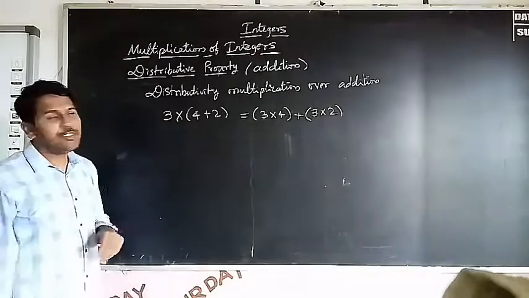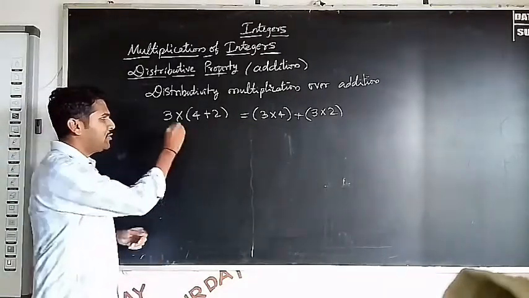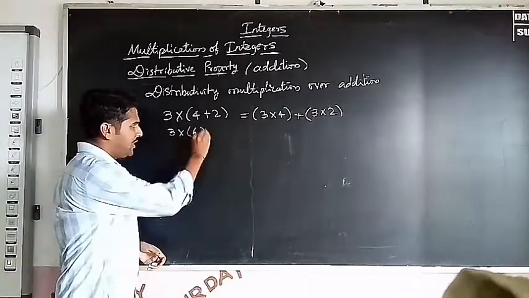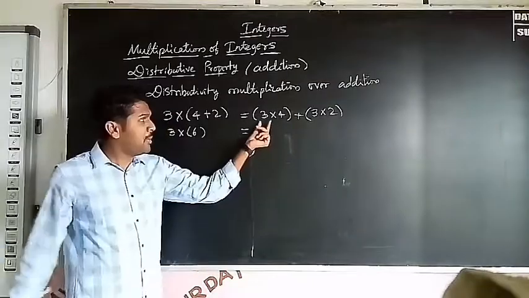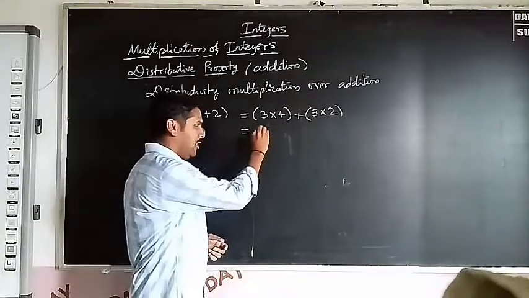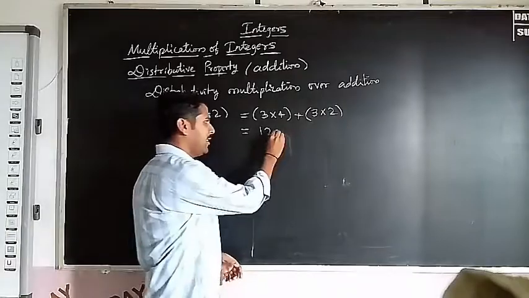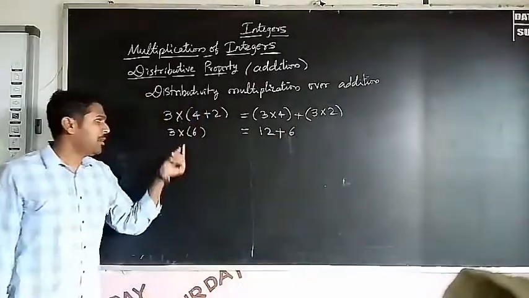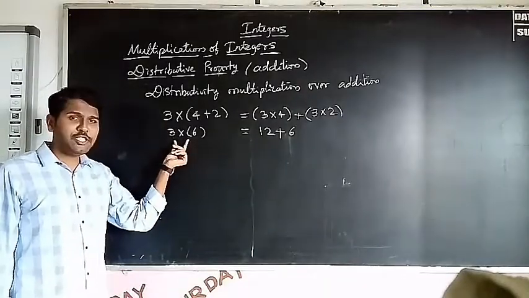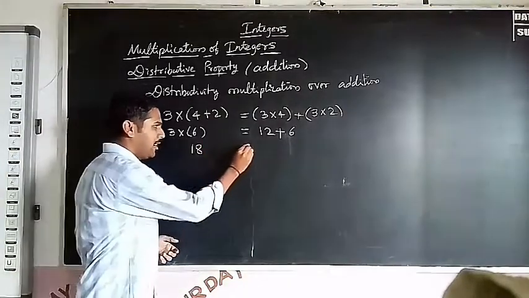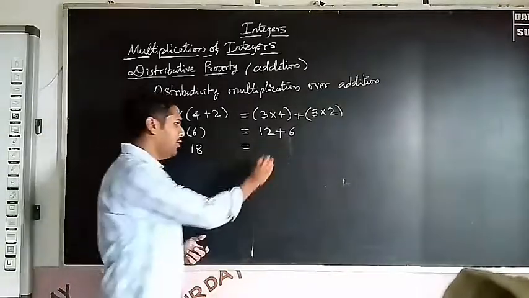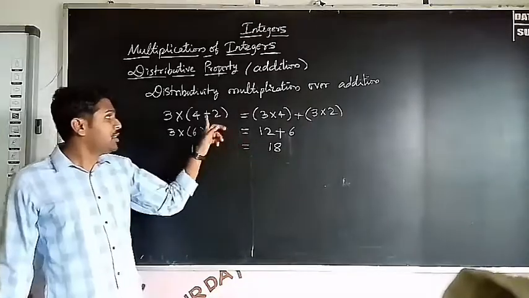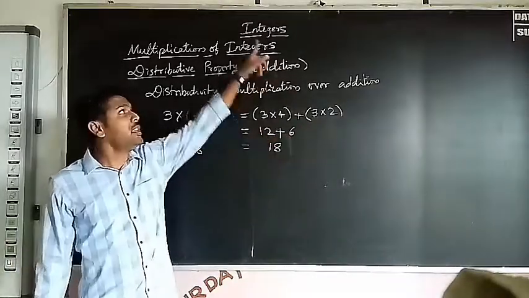Okay. So just solve this one. 3 into, first solve the bracket, 4 plus 2 is 6. So 3 into 6 equals, multiply 3 into 4, how much? 12 plus 3 into 2. 3 twos are 6. So now multiply 3 into 6, 3 sixes are how much? 18 equals 12 plus 6. 18, no. So that means both LHS and RHS are equal. That means distributivity, multiplication over addition holds for integers.